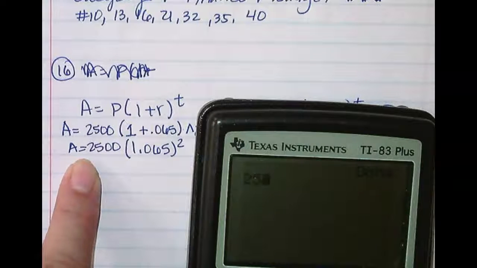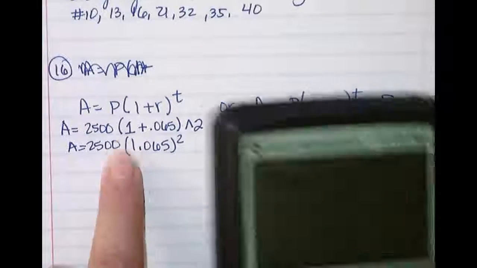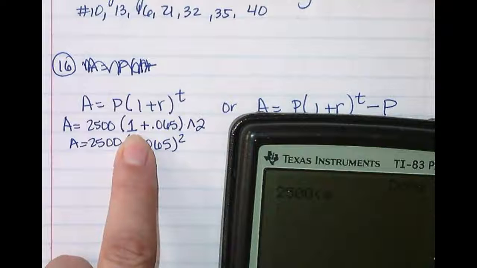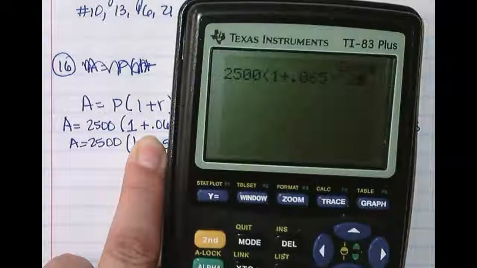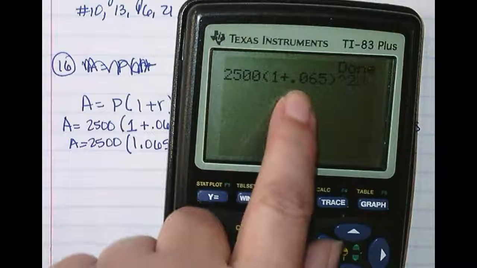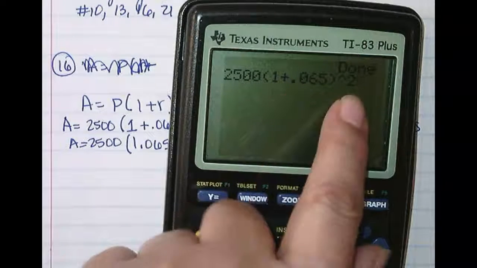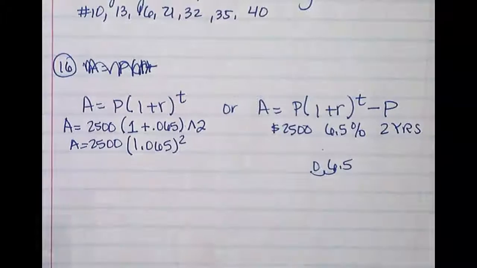Now, for those of you struggling with this calculator, we can do all this by hand, right? And I agree. 1 plus, I'm just going to type the original in. 1 plus 0.065 parenthesis caret 2. Does everybody see all that? So principal, 1 came with the formula. There's your rate in decimal format. Exponent of 2 years. The answer is 2835.